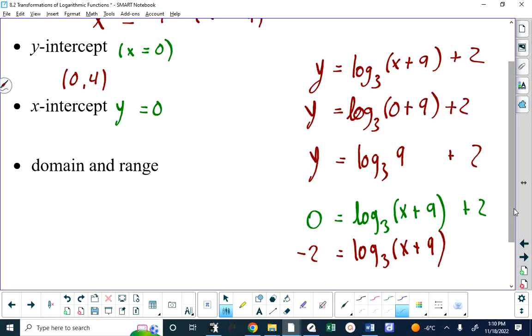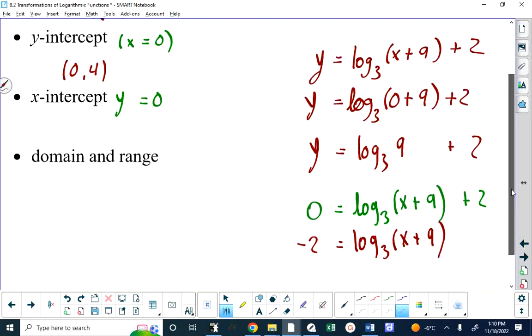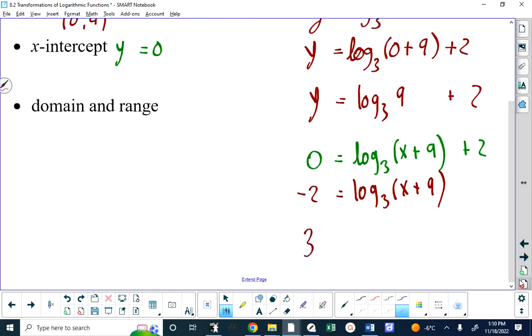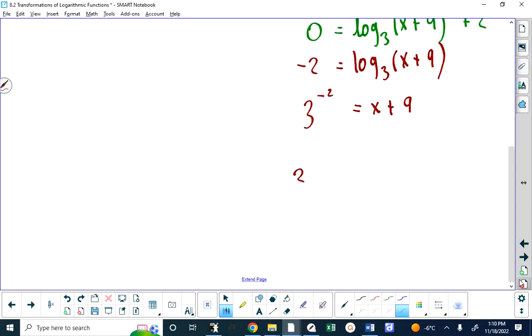Now I have to peel off that log base 3 operation. How do I do that? I write it in exponential form. That's it. I write this as 3 to the -2 equals x plus 9. And I can subtract 9 from both sides. And that's the x-intercept. 3 to the -2 is 1 over 3 squared. So you can work that out.